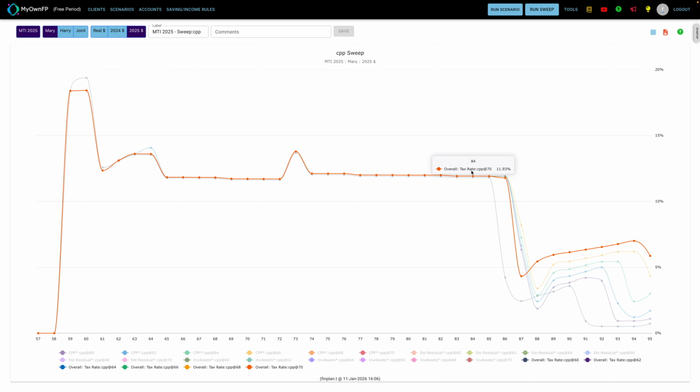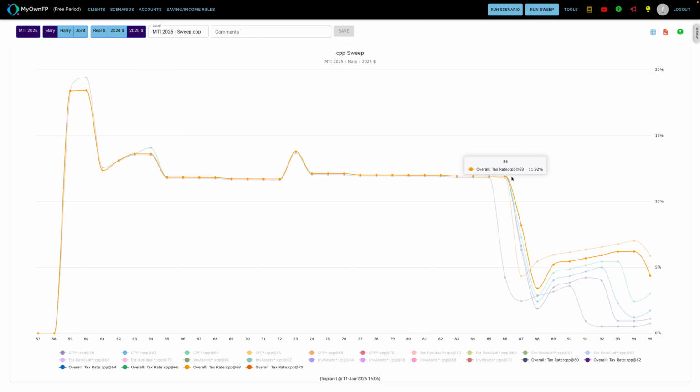11.83 to 11.93. So we're going to pay slightly more taxes, and you're paying that all the way along. 70 looks like it's mostly the highest tax rate for most of the years. That's because we're taking more out of our RSP, so we have to actually take more. We are actually going to pay more tax all the way along while we're taking money out of our RSP.